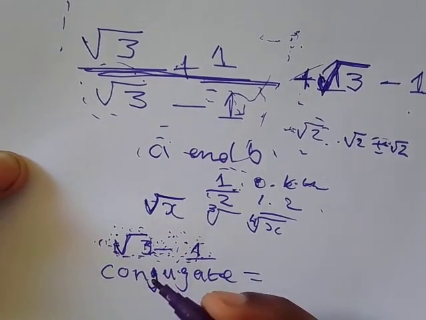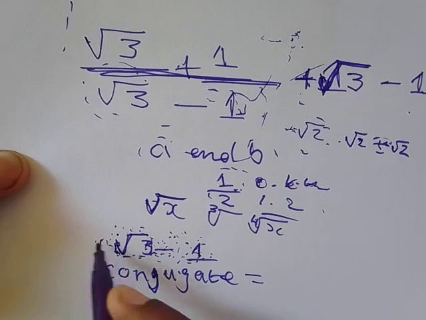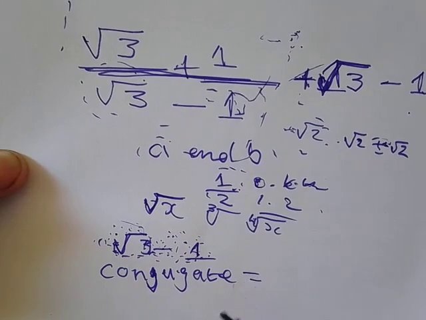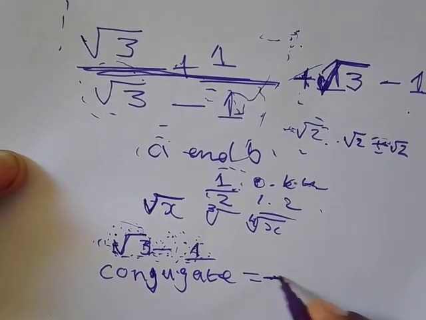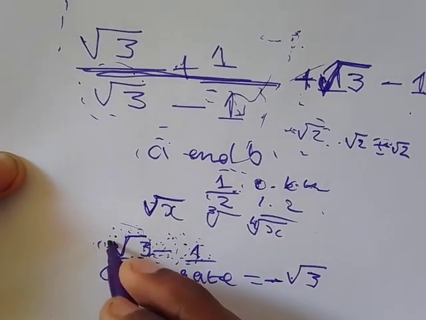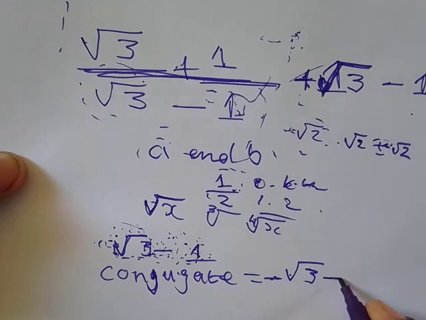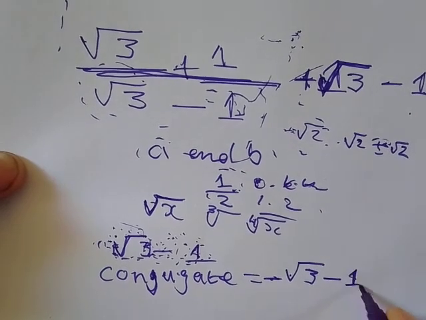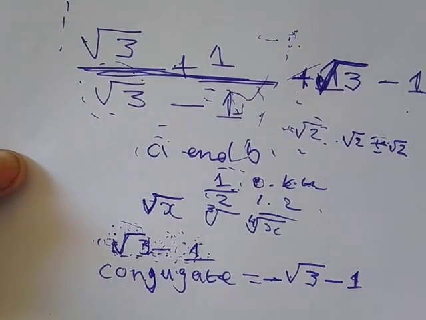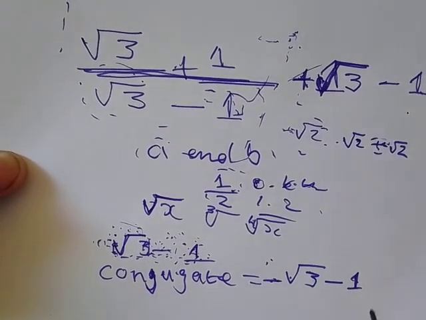Now, the standard, commonly taught way is to change the sign of the radical, and that's the one I'll be using. So here you say negative square root of 3. I've changed the sign of the radical. I've put a negative because there was a positive, and here now you say minus 1. Even if you do it the other way, you're still going to get the same answer. So by doing this, it means that you have found the conjugate.